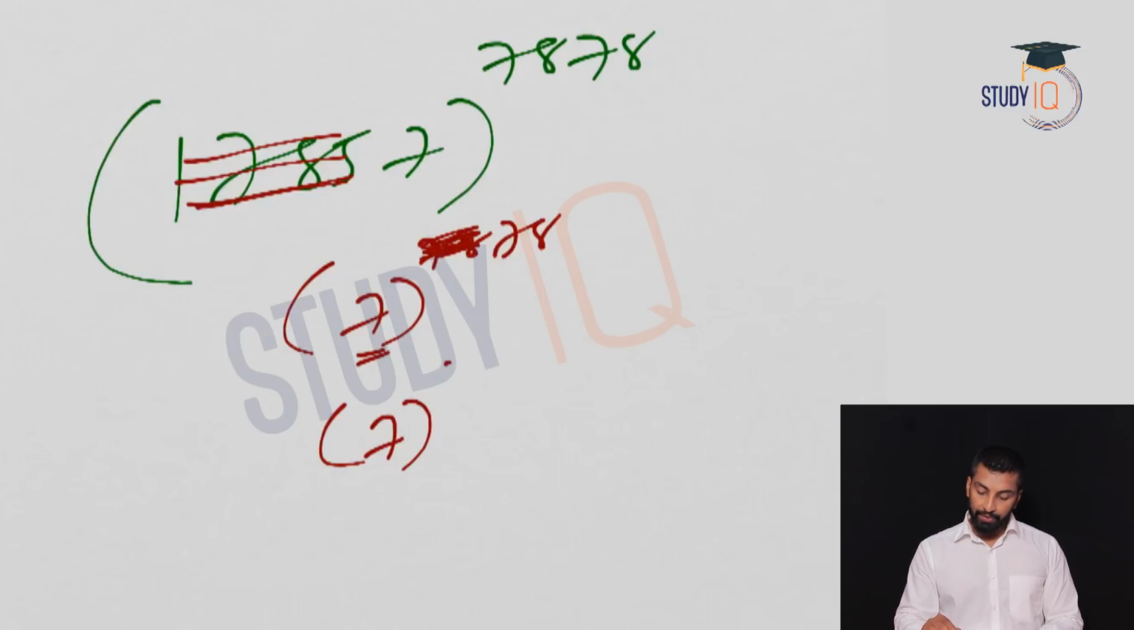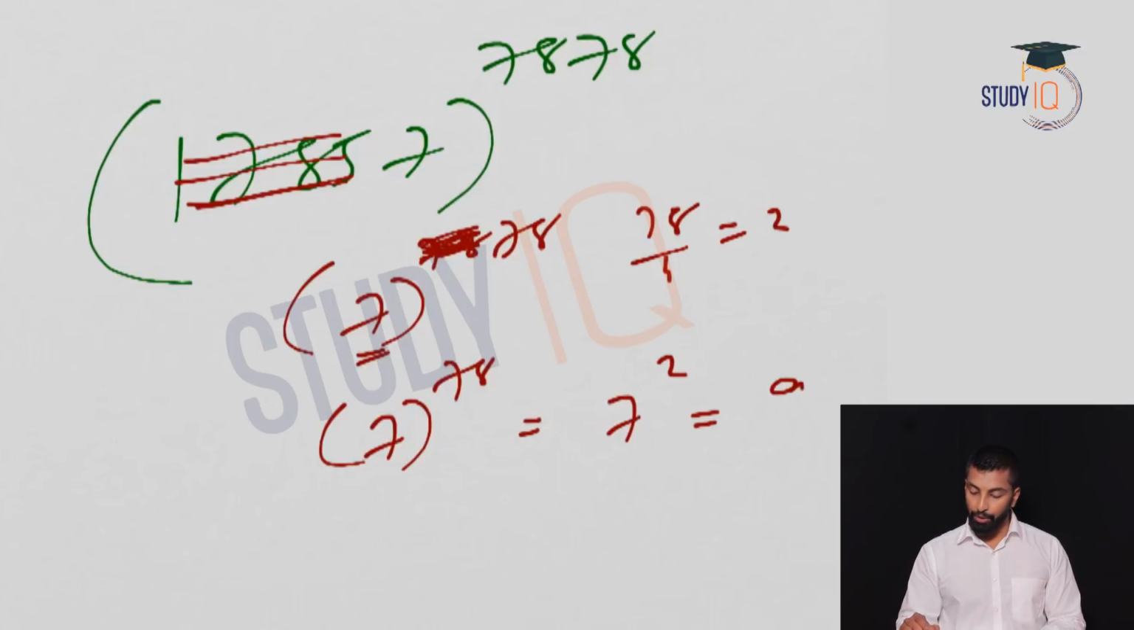So 7 raised to 78. 78 divided by 4, you know 80 is a multiple, so what is the remainder? 76 also will be a multiple, so the remainder will be 2. So you write it as 7 raised to 2, because the remainder is 2. When you divide 78 by 4, you get remainder 2. So 7 square is 49, so 9 is your answer.